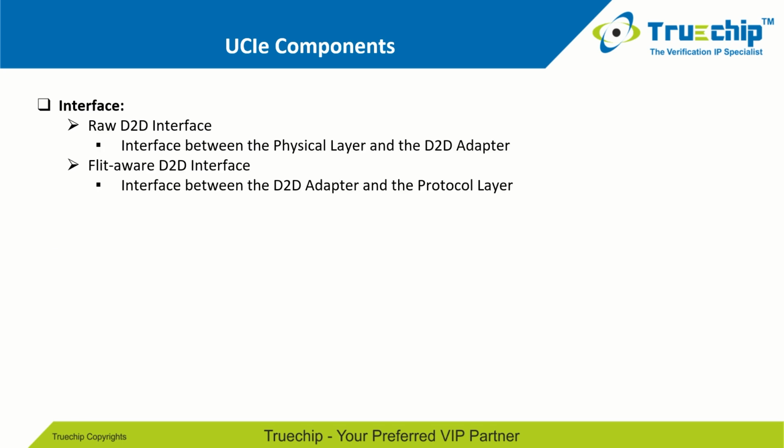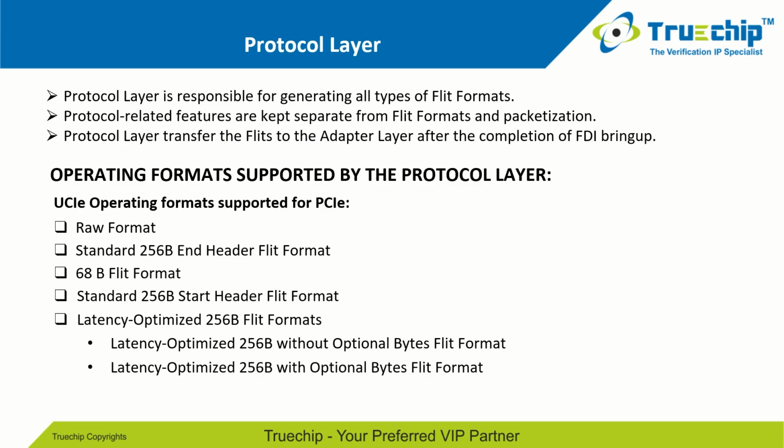So let's have a look at the other interfaces. The raw die-to-die interface lies between the physical layer and the adapter layer. The second one is the Flit-aware die-to-die interface that lies between the die-to-die adapter and the protocol layer. So let's have a brief look at these UCIe components.